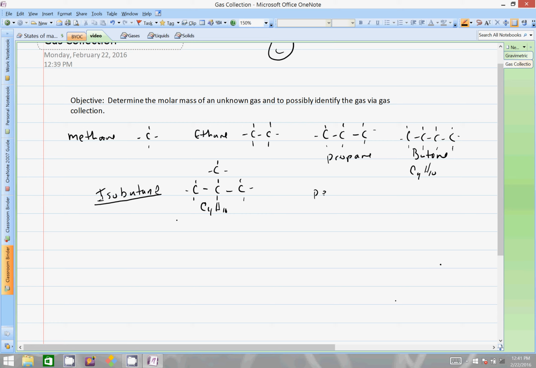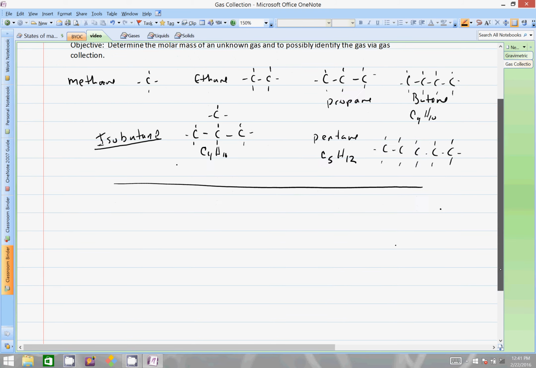And let's go with pentane, which is C5H12. Alright, so our overall objective is to try and figure out the molar mass of this thing, and then we'll match up the molar mass with other substances. For example, the molar mass of butane is 58 grams per mole. And which of these molar masses matches up with our unknown molar mass?